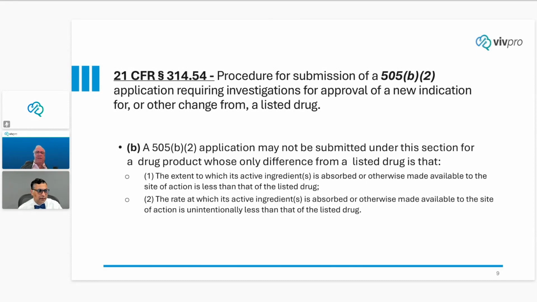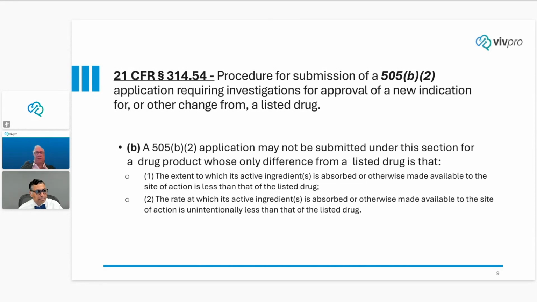I see. Yes. So if the reference product is a solid dosage form and my 505(b)(2), let us say, is a liquid, you're saying I may not be able to get an AB rating.